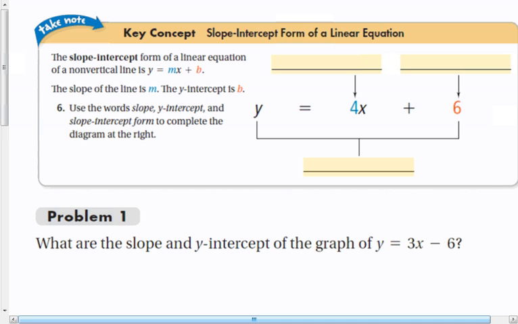All right, key concept here. Slope-intercept form of a linear equation is generally considered the most simplified form of a linear equation. And 4 represents the slope in this equation. And the 6 represents the y-intercept, actually the y value of the y-intercept. Remember that the y-intercept is a point on the graph, (0, 6) actually. And then altogether this is called the slope-intercept form.